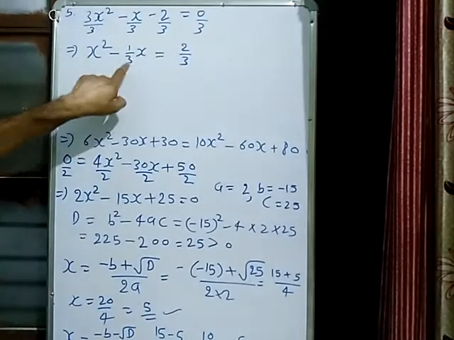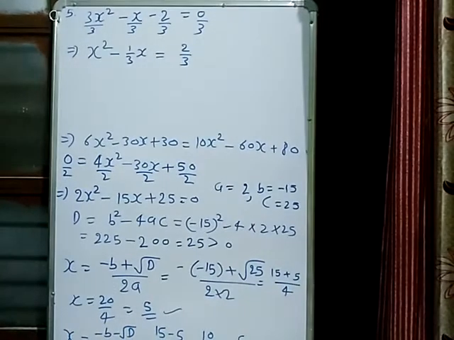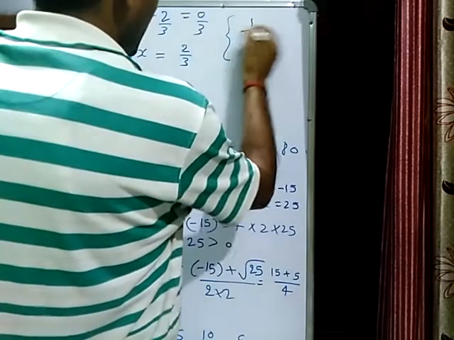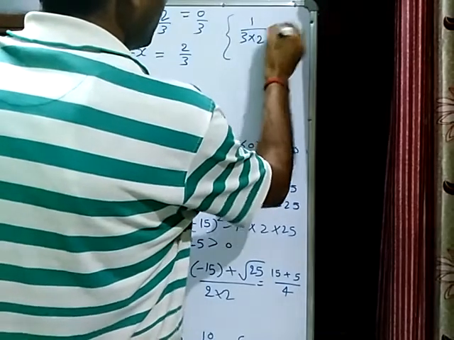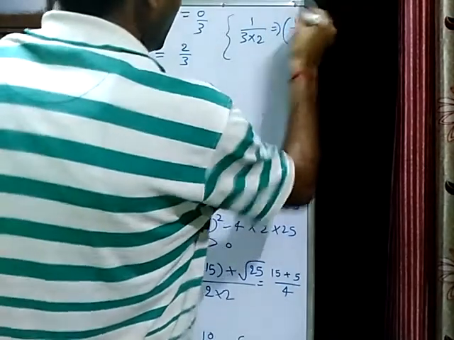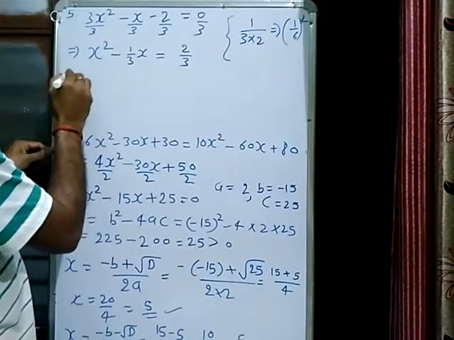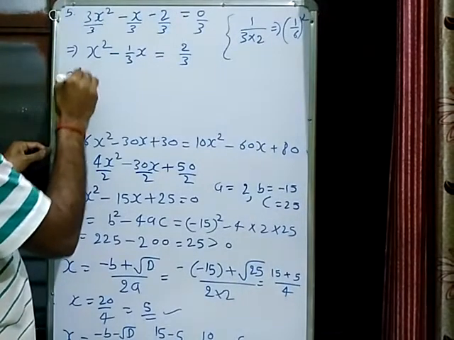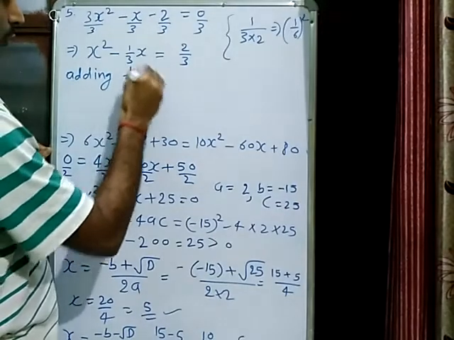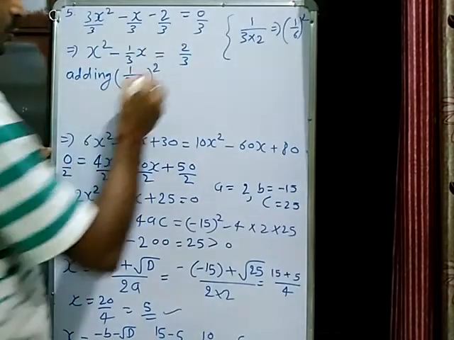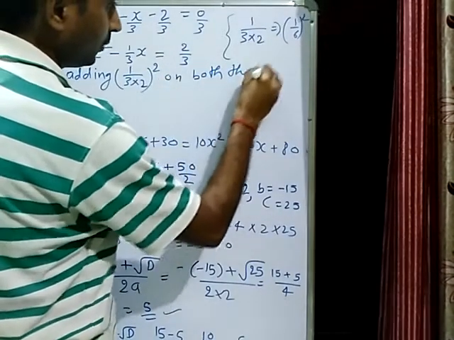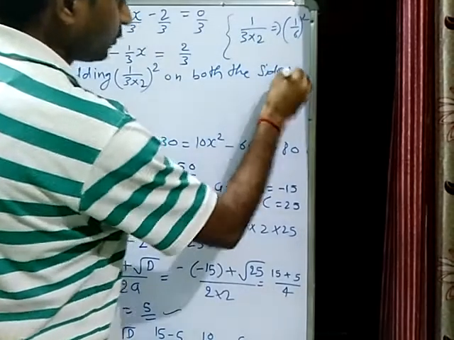Then take the coefficient of x. What is the coefficient of x? Without sign, you can take 1 upon 3. Take this 1 upon 3 and divide it by 2, that means 1 upon 6. And its square should be added on both sides. So what to do, note here: adding 1 upon 3 into 2, the whole square. This is the process, its whole square on both sides. So add it on both sides.